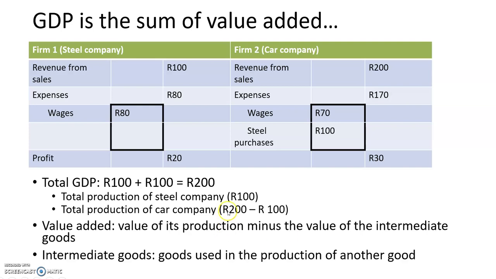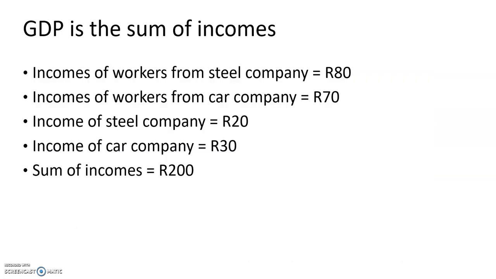So the total value added in the economy, or the GDP, equals 100 Rand plus 100 Rand, which is equal to 200 Rand. And this definition gives us a second way of thinking about GDP. GDP is the sum of incomes. So far, we have looked at GDP from the production side. The other way of looking at GDP is from the income side.